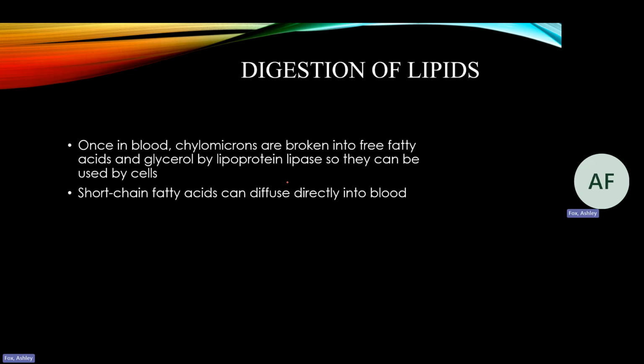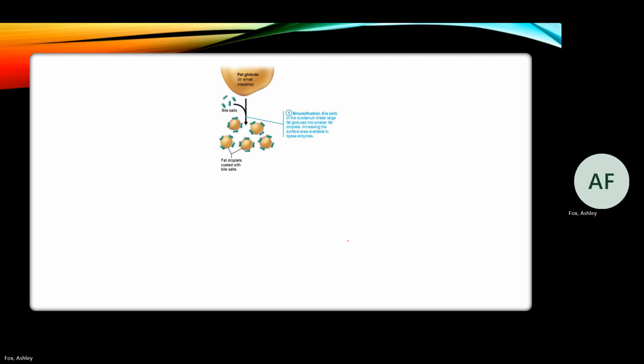Short chain fatty acids, if they're really small chain fatty acids, can actually go right into the blood. They don't need to go through the lymphatic system. But most fats are going to be larger and more water insoluble, so they're going to travel through the lymphatic system and then go into the bloodstream that way. It just gives them longer to break down and be processed.